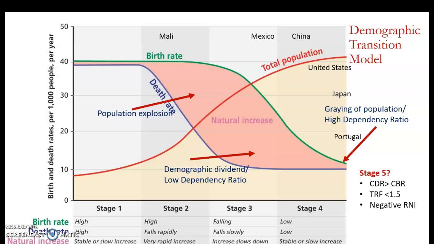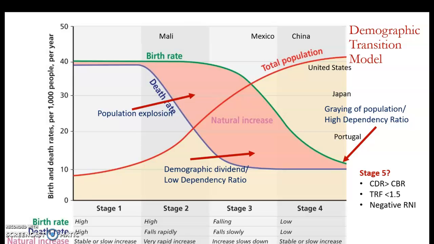But as our demographers and our population geographers continue to study this model, we're starting to recognize that countries are entering a prolonged phase where deaths exceed births. They're entering a prolonged phase where TFR, your total fertility rate, is less than 1.5. Remember, we need 2.1 in order to replace our current population. We have a negative RNI here, so our rate of natural increase is in fact a decrease.